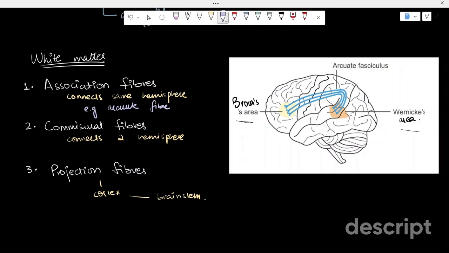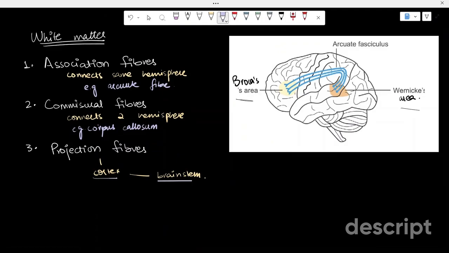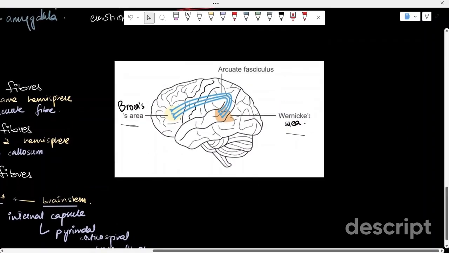The second type is commissural fiber, which connects the two hemispheres. As we discussed early on, the two cerebral hemispheres are connected by the corpus callosum. The projection fibers are those which project from one part of the brain to another part. For example, some fibers project from the brain stem to the cortex through the internal capsule, one of which will be the pyramidal corticospinal tract fibers.